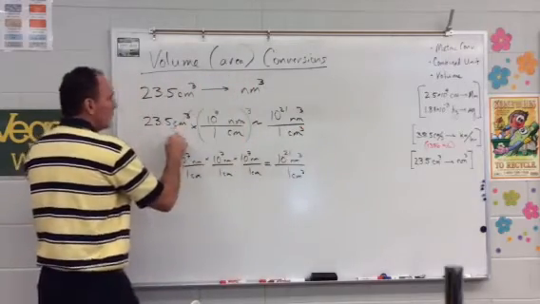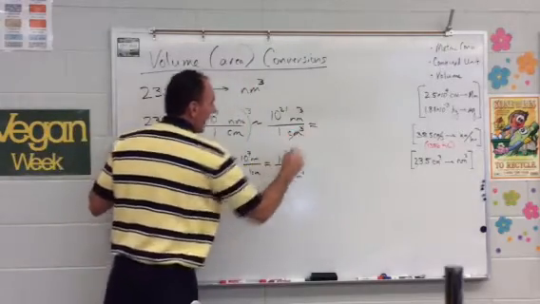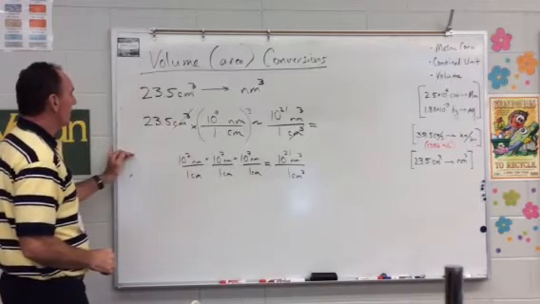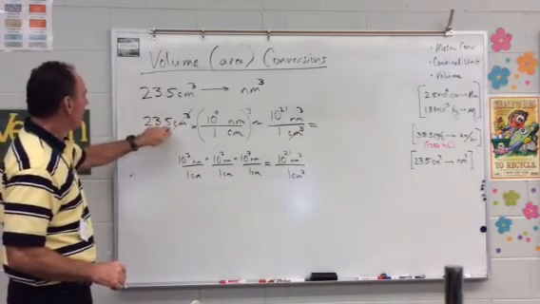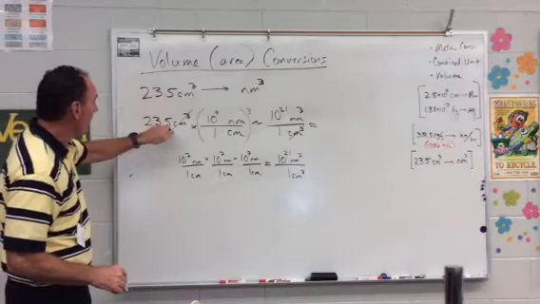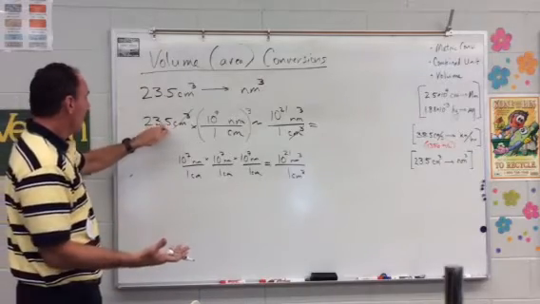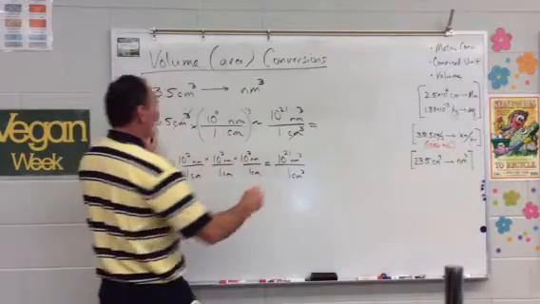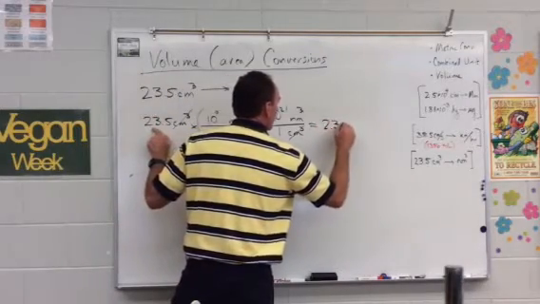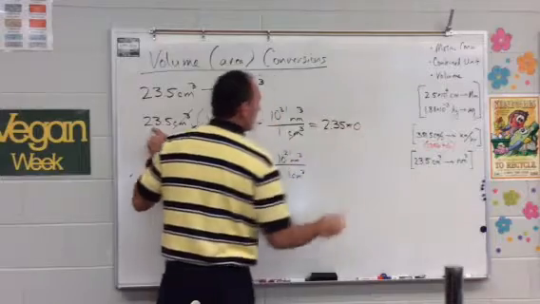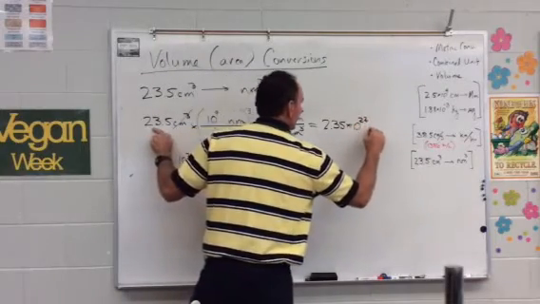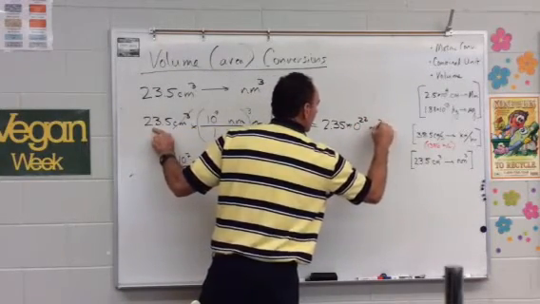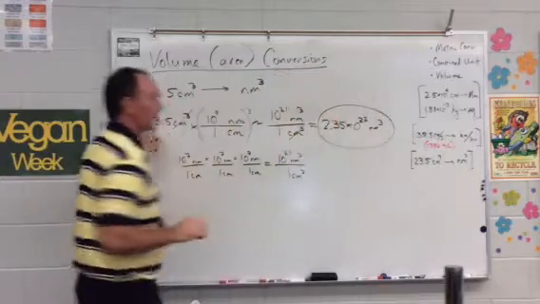Now my centimeters cubed will actually cancel out. And all I have to do is the math. And the math is quite simple. 23.5 is really 2.35 times 10 to the first. 10 to the first times 10 to the 21st gives me 10 to the 22nd. So I merely take this number, 2.35 times 10 to the 22nd nanometers cubed. And I get my final answer.